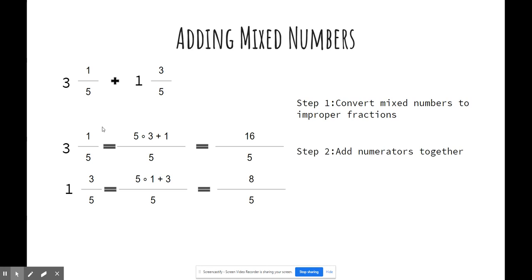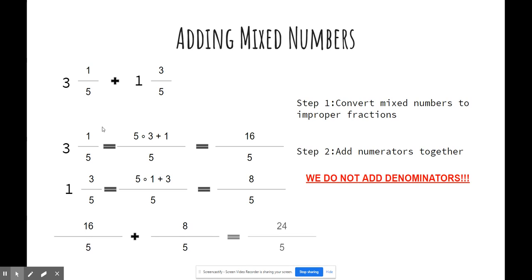So now all we have to do is add our numerators together. 16 plus 8 gives me 24 over 5. Now, we have to think to ourselves, what does that mean, right? How can we figure that out? Well, we have to reduce this. How many times does 5 go into 24? 5 goes into 24 4 times, so that becomes our whole number, and we're left with 4 over 5.